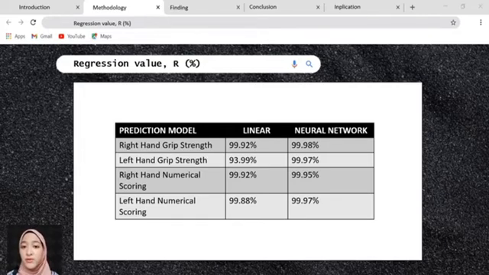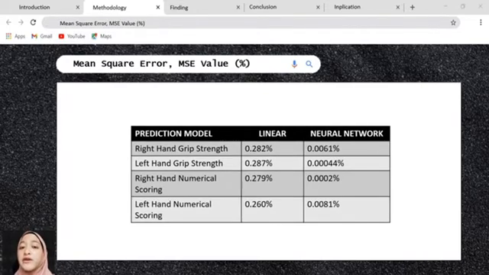For R value, for both hand grip strength and hand numerical scoring, we found that the neural network prediction model regression value was close to 1 compared to the linear prediction R value. The highest R value was neural network right hand grip strength with 0.9980, and the lowest R value is the linear left hand grip strength, which is 0.93987.